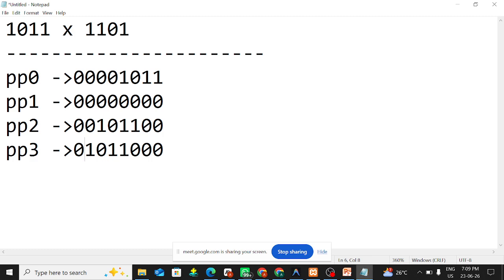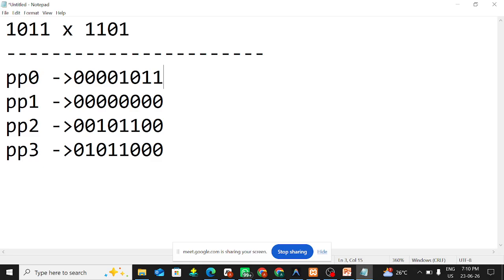After this, the second step is to do CSA reduction. How to do CSA reduction? First take PP0, PP1, PP2, three rows, three numbers. You're going to reduce three numbers. So take these three numbers, then you're going to get a sum and a carry. Just apply that CSA adder concept here for these three numbers. Guys, you need to do this.